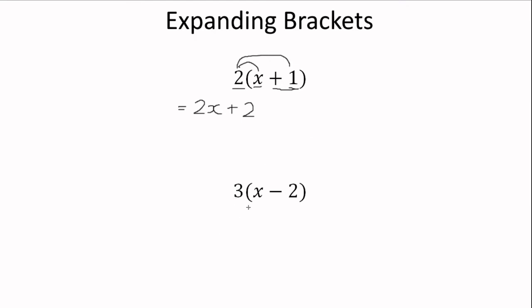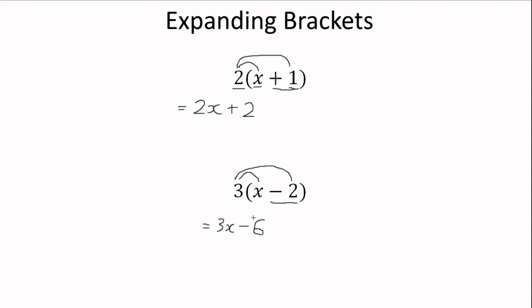3 times x minus 2. Again, we're going to begin expanding brackets. 3 times x is 3x, and then we have 3 times minus 2. Remember we have to consider the sign as well. So 3 times minus 2 is minus 6. Take the minus into account right there.